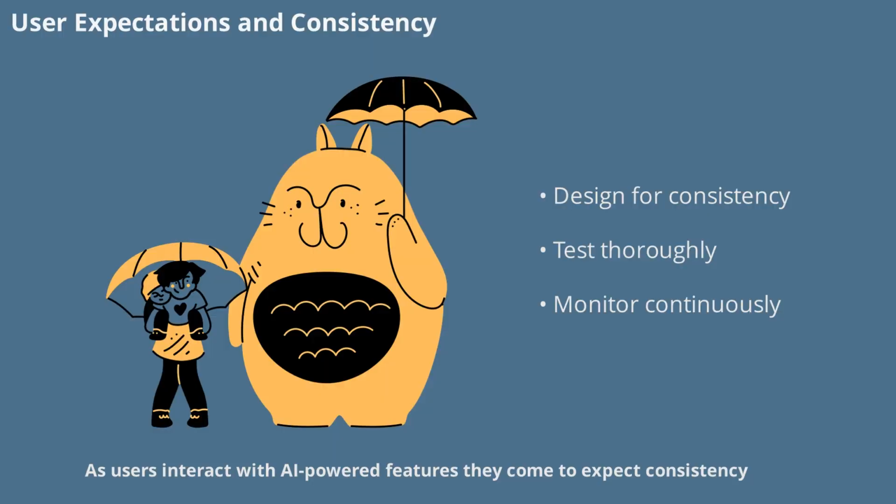As users interact with AI-powered features, they come to expect consistency. Meeting these expectations requires careful design, thorough testing, and ongoing monitoring. Strive for predictable behavior, even when the underlying AI is probabilistic.